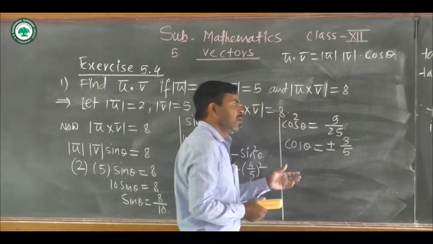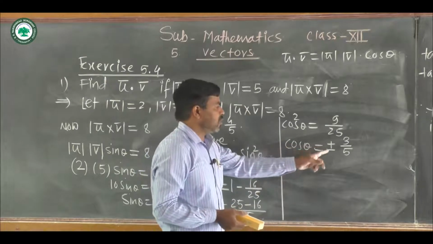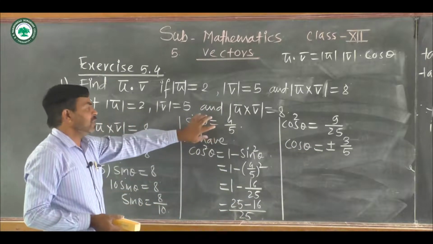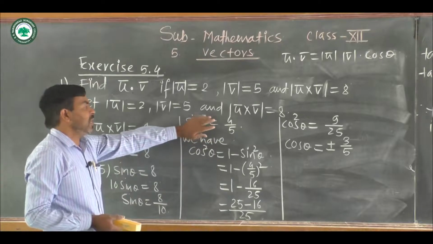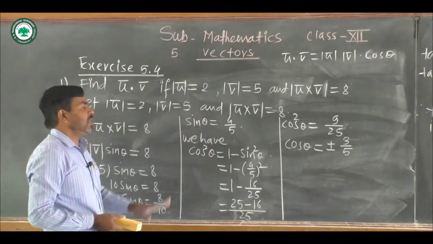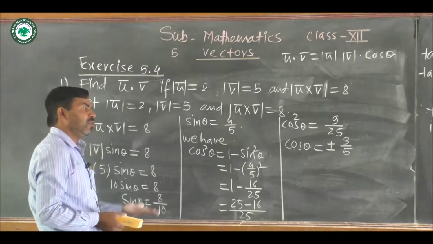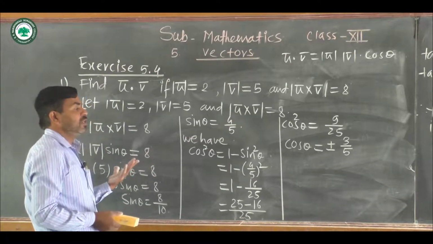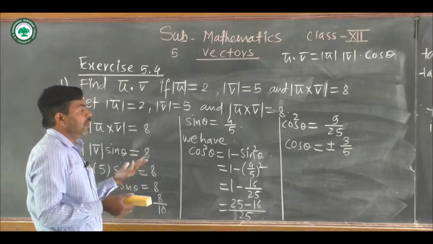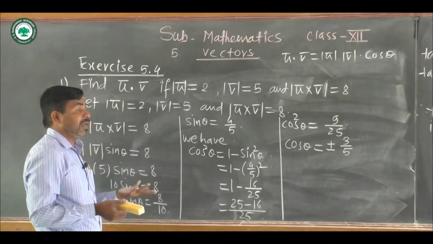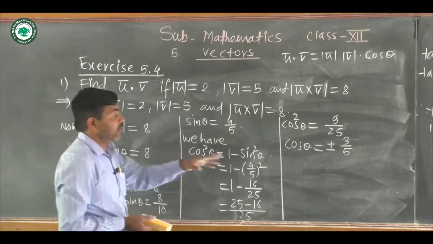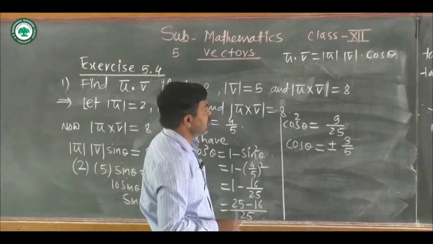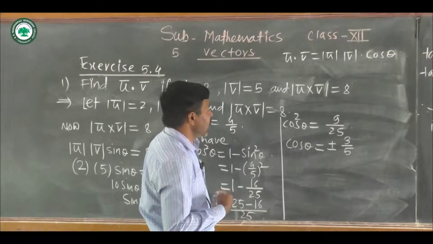So why here do we take plus or minus? See, the value of sine theta is 4 by 5. Sine theta is positive, and sine theta is positive in first and second quadrant. So in first quadrant cos theta is positive, but in second quadrant cos theta is negative, and we don't know the value of theta, means where theta lies exactly. So that's why here we have to take plus or minus. So cos theta is equal to plus or minus 3 by 5.